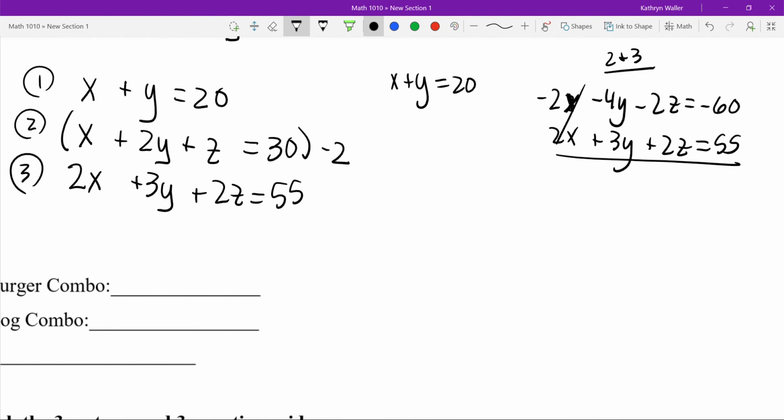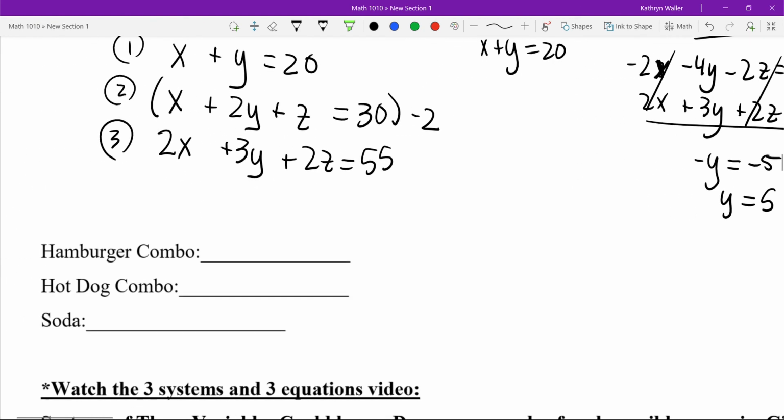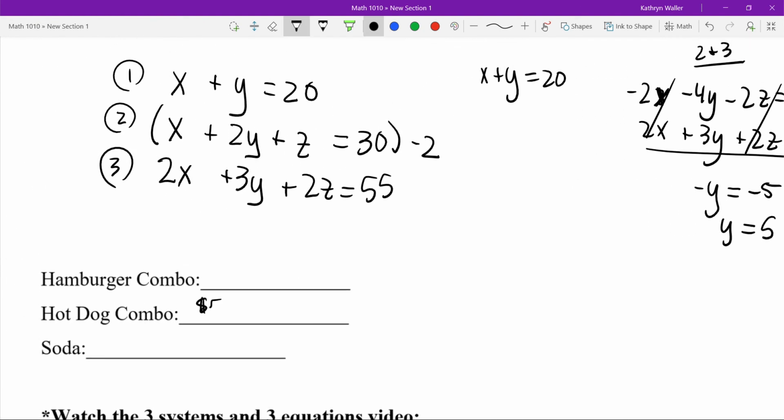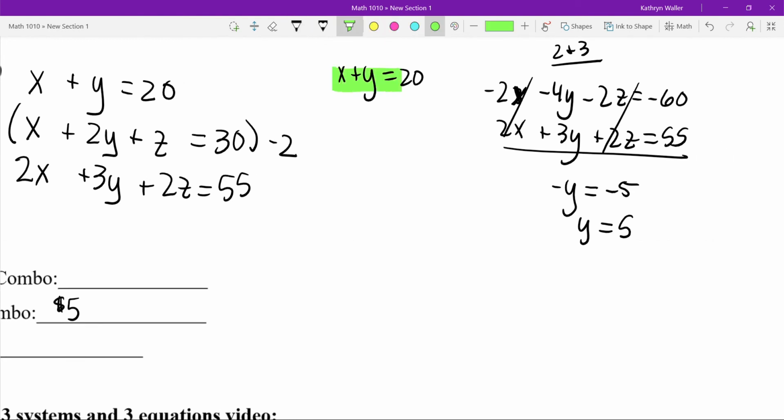The X's cancel and the Z's cancel, okay? If that happens, it's awesome because it helps you go immediately down to the clap step, because you automatically solve for something. So that gives you negative Y equals negative 5, which gives you Y is 5. So I know that Y stands for the hot dog combo, so now I know a hot dog combo is $5.